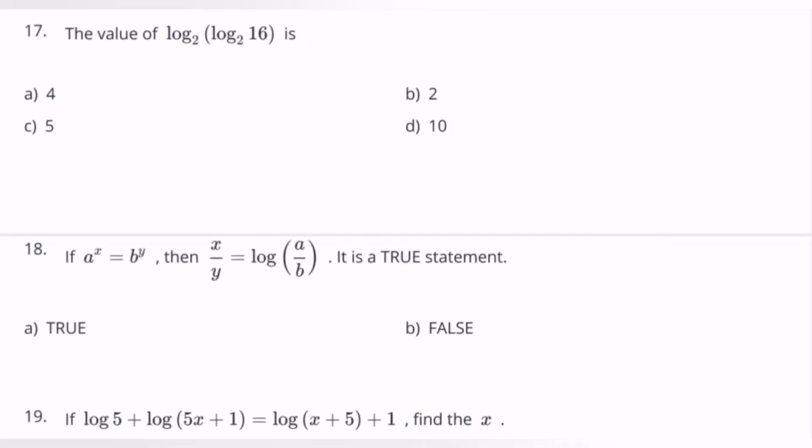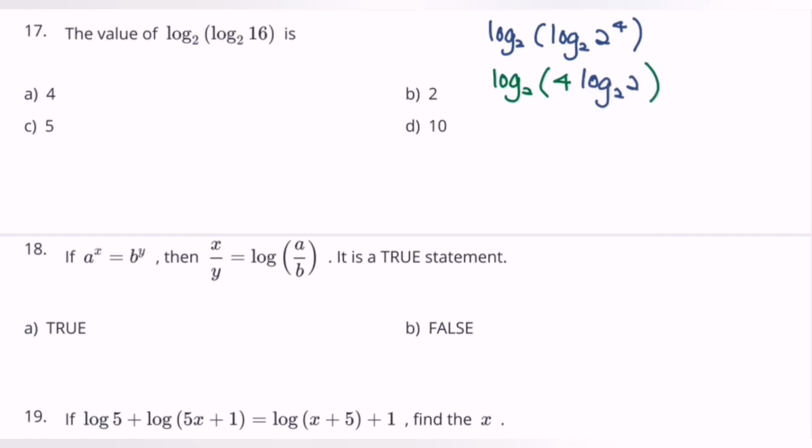Kindly refer to question 17, the value for the situation where we have log base 2, bracket, log base 2 of 16. Kindly focus on the 16. So log base 2, bracket, we have log base 2 of 16, which is 2 to the power of 4. Making use of the log of power, we can simplify the situation: log base 2, bracket, we have 4 log base 2 of 2.